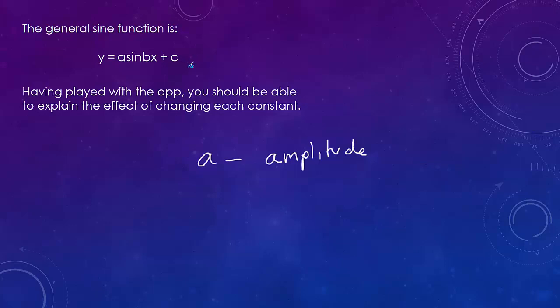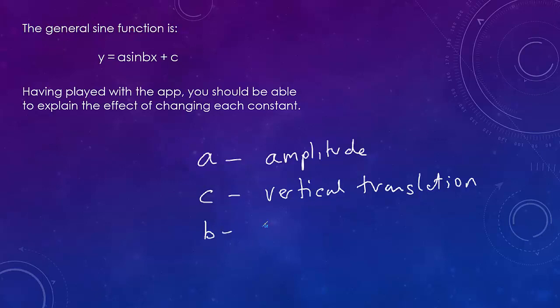If c is 0, the principal axis will just be the x-axis, but remember, as you change c, that moves the graph up or down, which changes the principal axis. So let's just say c is a vertical translation of the graph. That's the correct terminology to use. It moves the whole graph up or down.